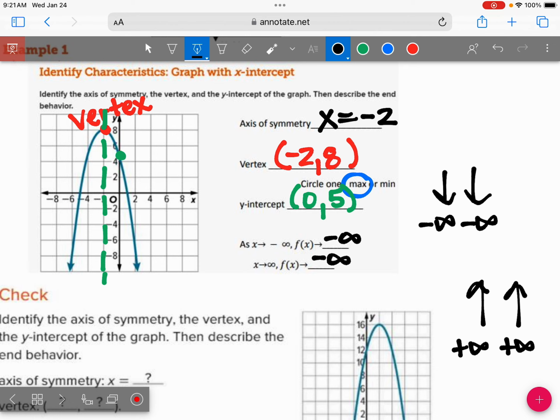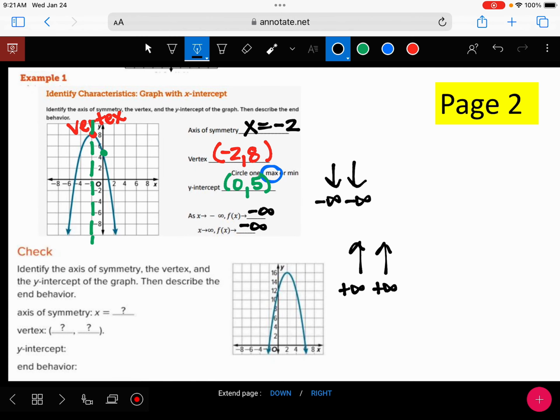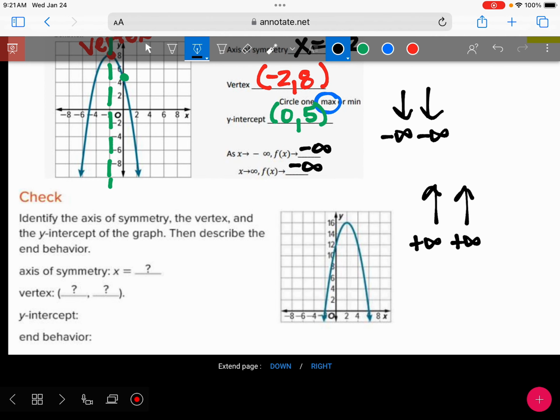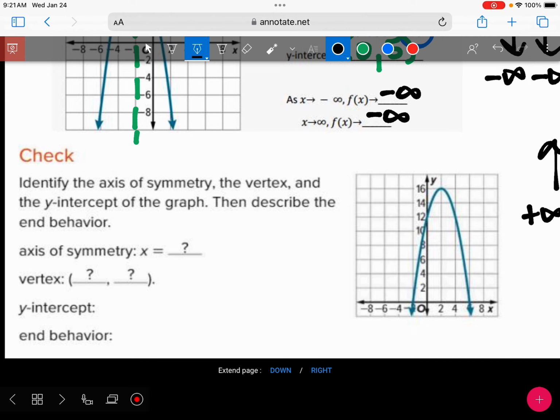All right, any questions about that first example? Thumbs up, sideways, or down. I'm not asking if you could do it on the quiz yet, but do you understand how I got my answers? All right, let's look at the second one here. I want you to try to identify the axis of symmetry and vertex.